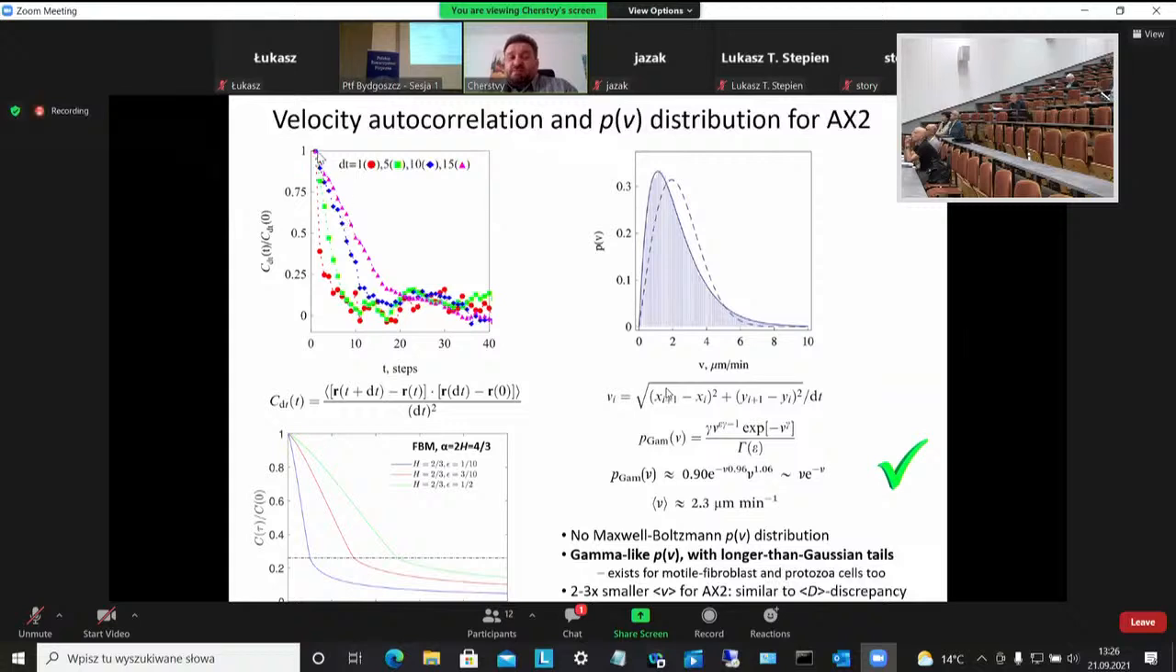Because this is an active motion, the correlation function doesn't drop below zero. It stays above zero. And the correlation function actually looks very similar to the FBM correlation function shown here at the bottom, where the normalized function drops to some certain value and then approaches zero slowly. You can also compute the velocities of these amoeba cells, and the velocity distribution does not become Maxwell-Boltzmann, but has a rather longer tail, known for a number of other propulsive cells. So this is a gamma distribution for the velocities of these particles.